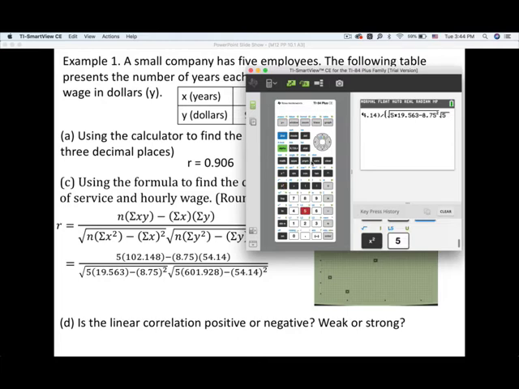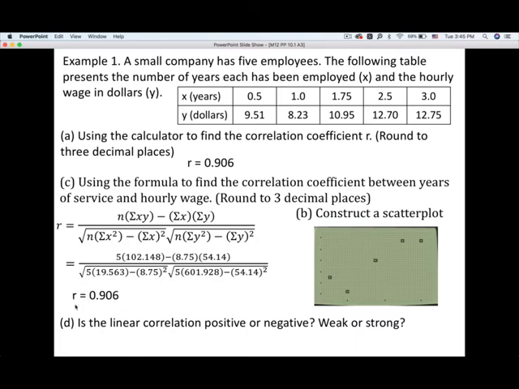And I have a 5 times 601.928 minus 54.14 squared. And then another square root, cos parenthesis. Okay, so one big parenthesis on the denominator, and then enter. So you could see 0.906, which matches our part A here. You should get exactly the same answer as part A. Again, you need to know how to find your R using the calculator and the formula, both methods.